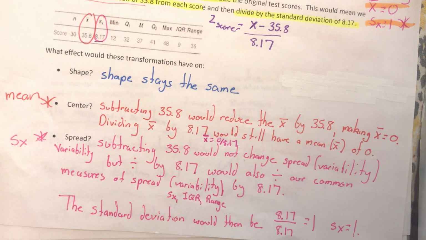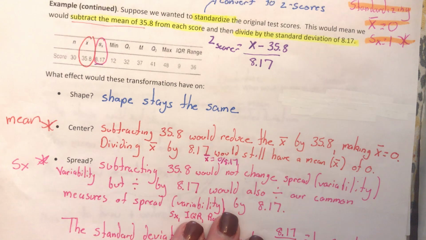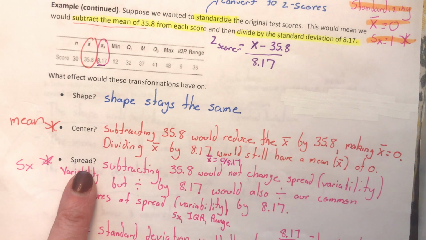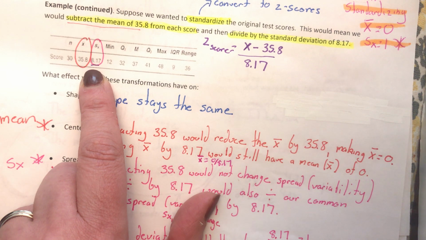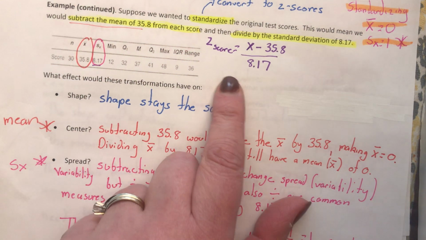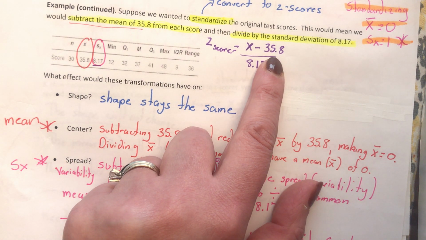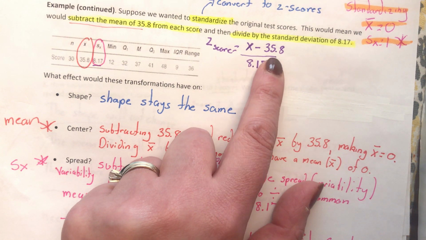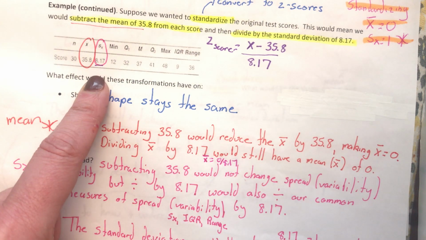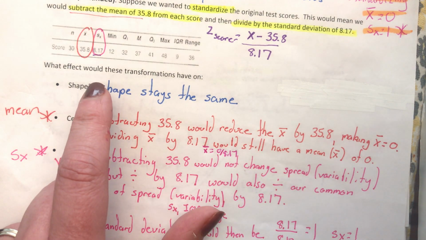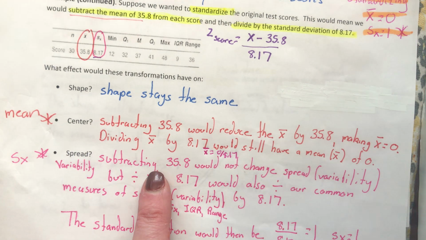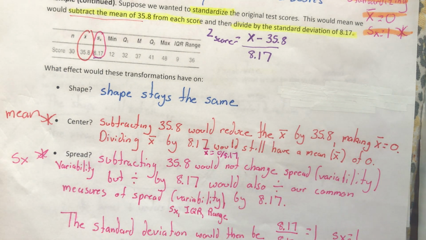So how will these transformations affect the spread? So let's think about this. Once again, we're going to talk about our standard deviation for the spread. Our original standard deviation for our test scores was 8.17. So when we convert to z-scores, the first step is to subtract 35.8. As we saw earlier, subtracting does not affect the spread. So in our first step, subtracting 35.8 will not change the standard deviation. We're still going to start out with the standard deviation of 8.17. Now, the next step, after we subtracted 35.8 to find the z-score, we're going to divide by 8.17.